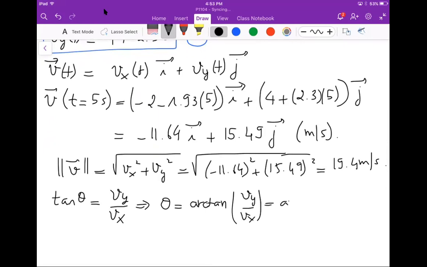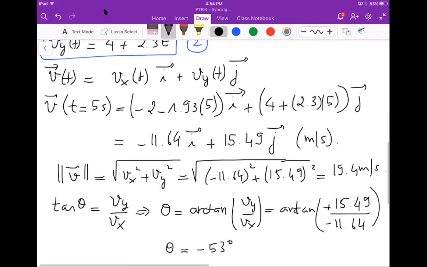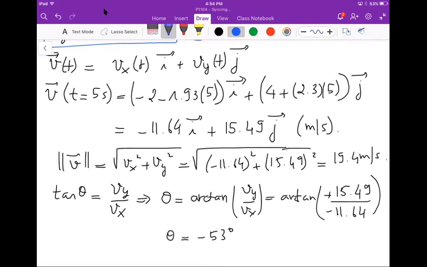So it's arctangent of plus 15.49 divided by minus 11.64, and so we get the value theta equals minus 53 degrees. Now we have one comment about that. So that's the answer that we get in principle for the theta. But have a look.